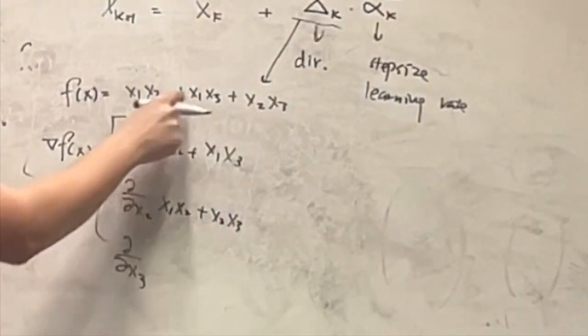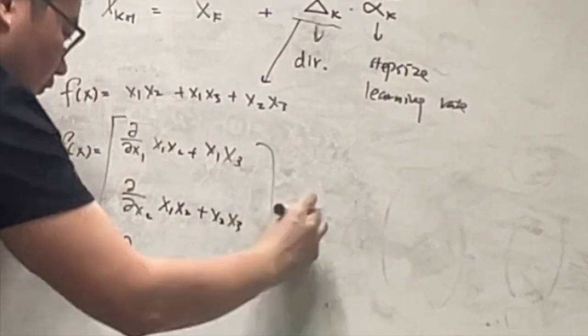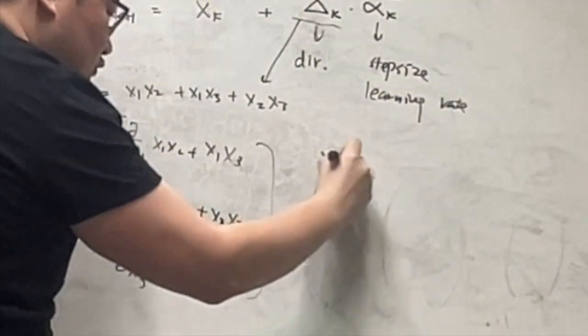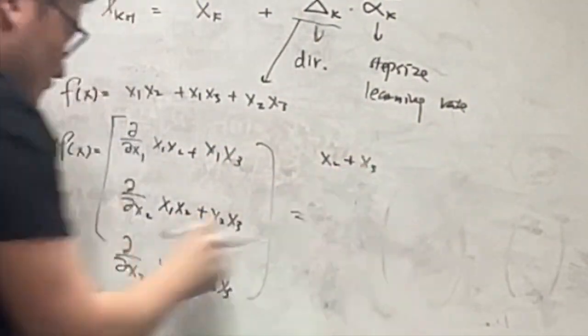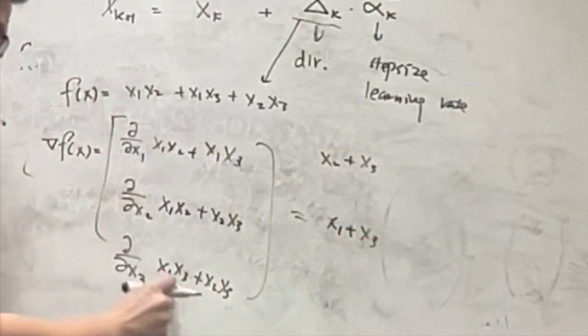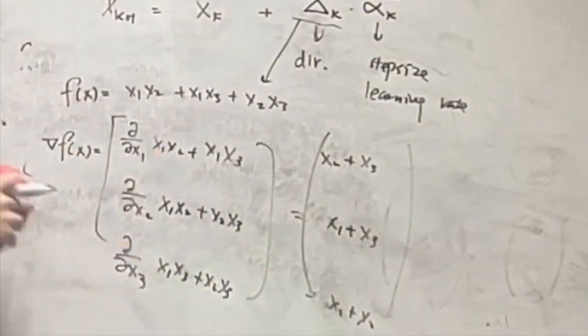This is on x3, so this one and this one, okay, x1, x3, x2, x3. So now do calculus. This is on x1, so x2 is constant, x3 is constant. So what is this? x1, x3. This will be x1, x2, okay? Okay, so this will be my gradient.